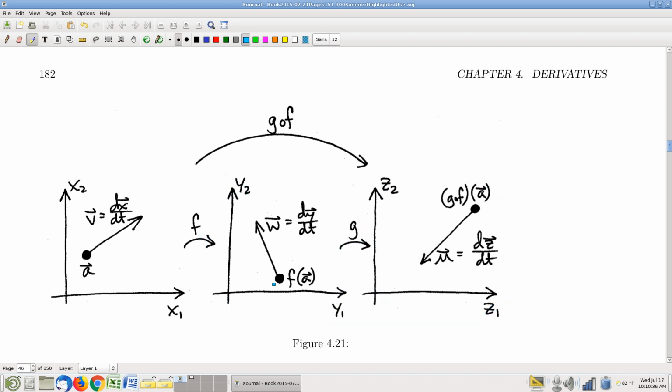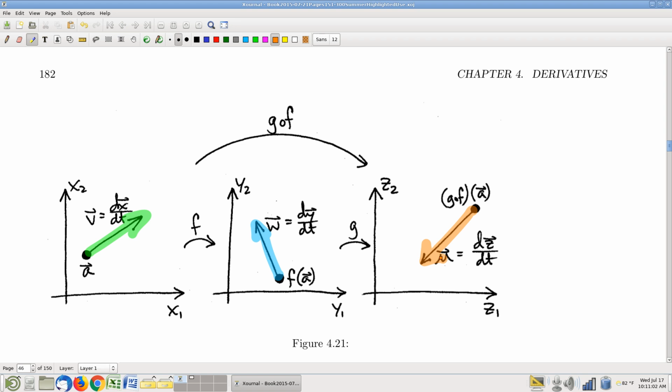I could imagine that I have a point A, it's going to have an image f of A, which itself will have its image g compose f of A. I can call those x, y, and z. I could imagine what happens if x starts moving with a certain velocity, and of course that means all these other points are going to start moving too, with yet to be determined velocities.